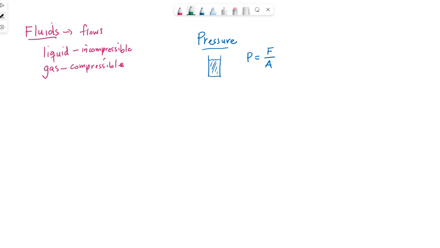So SI units, force is in newtons, area will be in meters squared. Another name for this is a Pascal. We will call this capital P sub A. Now, if you want to use newtons per meter squared and not write out pascals, that's totally fine. They're equivalent, but those are the SI units for pressure. So pressure, force per area.